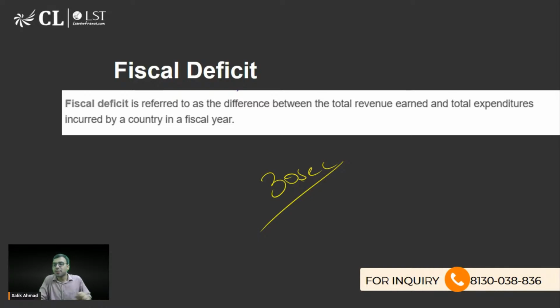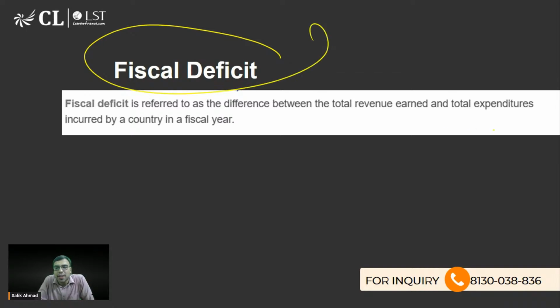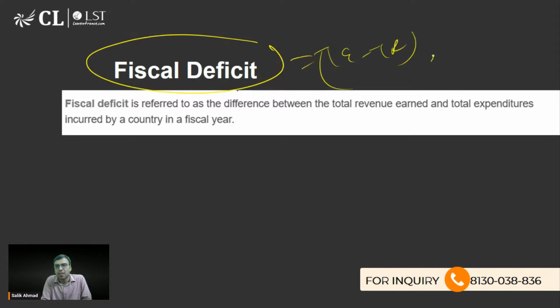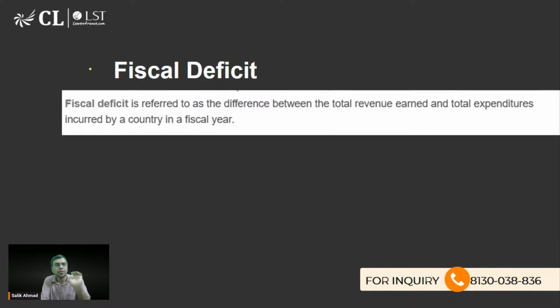Okay, so let me explain. Fiscal deficit is nothing but total expenditure minus total revenue excluding borrowing. Let me explain. Total expenditure minus total revenue excluding borrowing. Or I'll explain it in simpler language. Let me explain in a simple way.